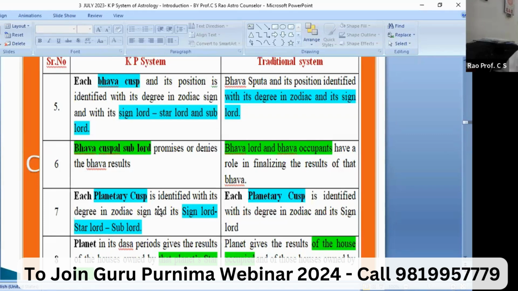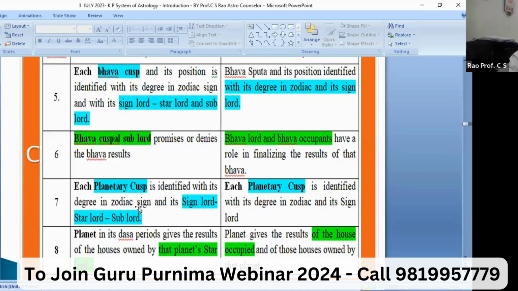In the traditional system, the planetary cusp is identified with its degree in the zodiac and its sign lord. Here, planetary cusp means there is no sublord in the traditional system. It only decides where it is in the Rashi sign, where its degree is, its star, sign and sign lord, and where that planet is in the divisional charts. We do not talk about the sub in this traditional system. We will come to that later in detail.